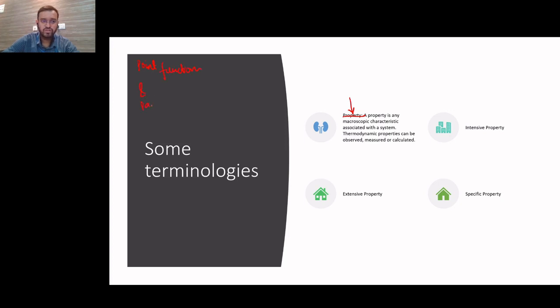and path function. These are two quite important concepts which you all have to understand before we can go further in our exploration of what properties are and what are the different types of properties that we use. A point function is any function whose value depends on its final position and not its path.